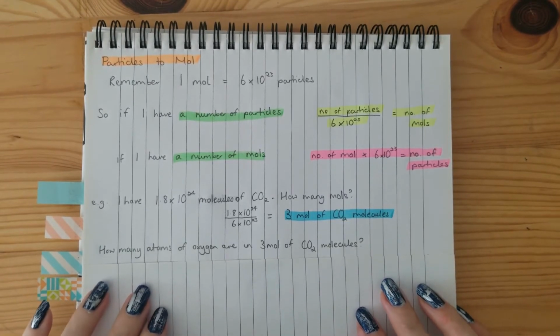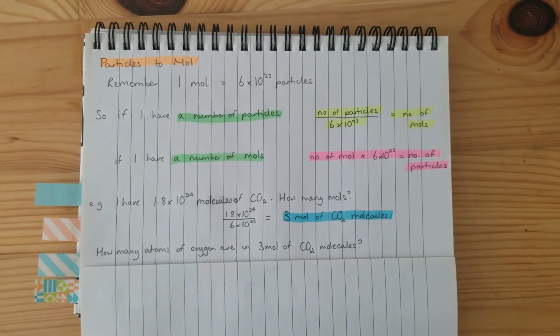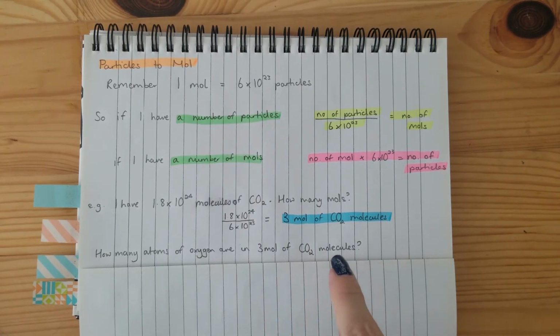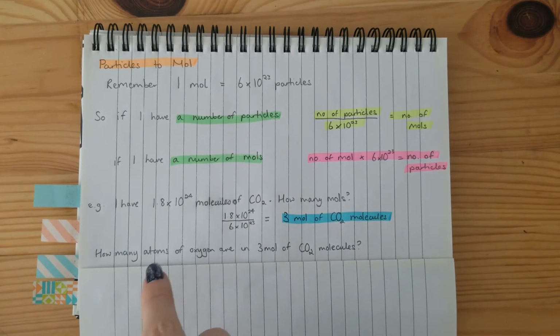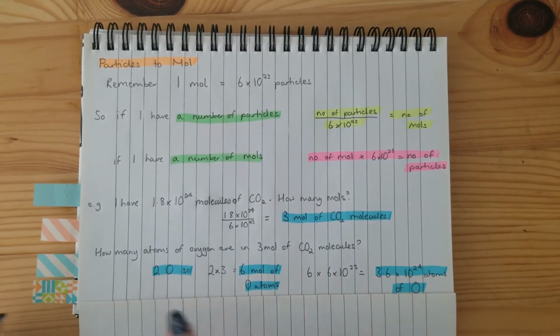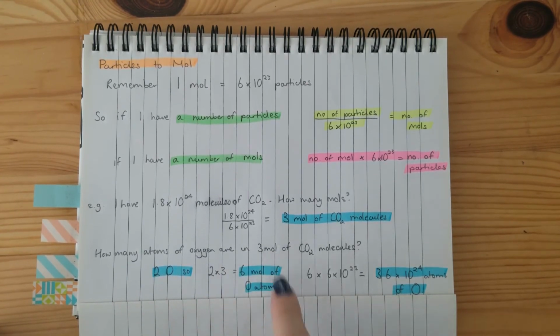Now, sometimes we could be asked something a little bit more complicated. In this case, a follow-on question could be, how many atoms of oxygen are there in those 3 moles of CO2 molecules? With this, we have to remember that we've changed from the number of molecules to the number of atoms. So we're looking at a different component. Just because we have 3 moles of CO2 molecules, it doesn't mean we have 3 moles of atoms of oxygen. In fact, because there are 2 oxygen atoms in a CO2 molecule, we have to times 2 by the 3 moles to work out that we actually have 6 moles of oxygen atoms.